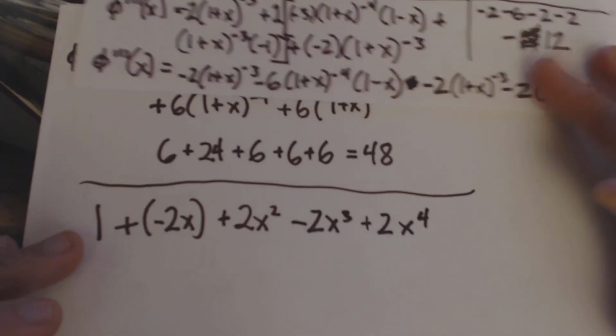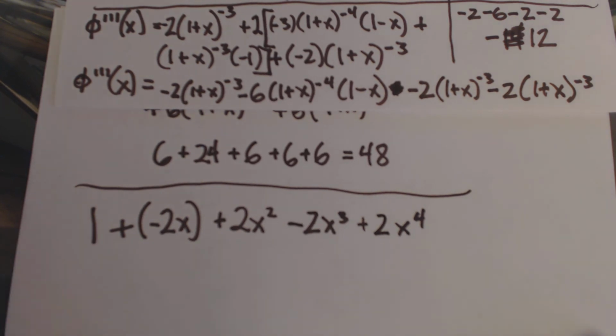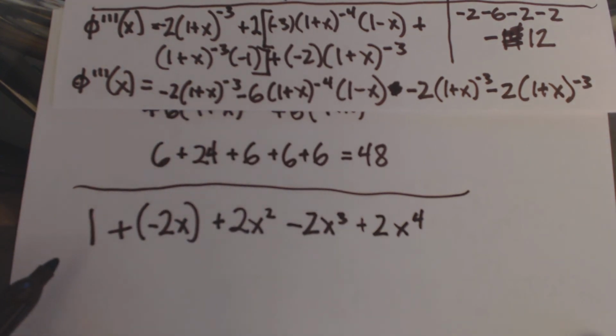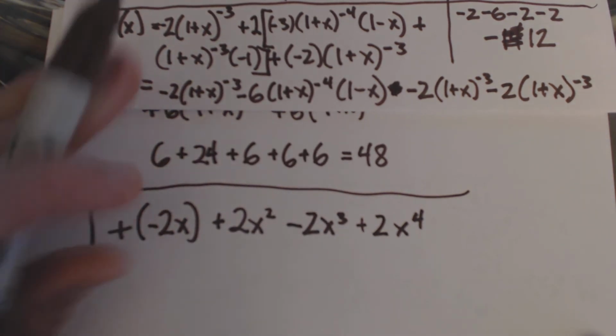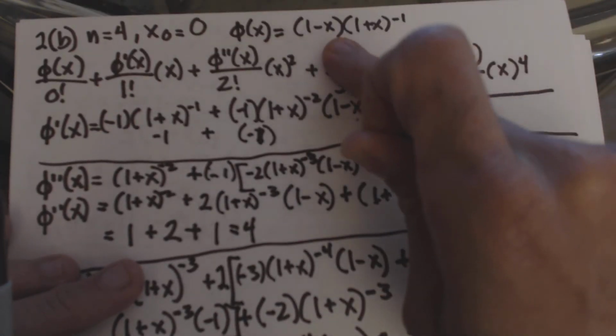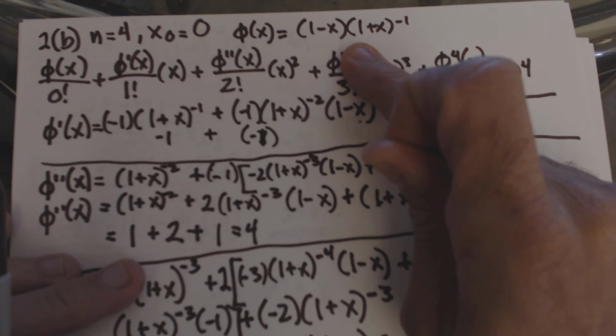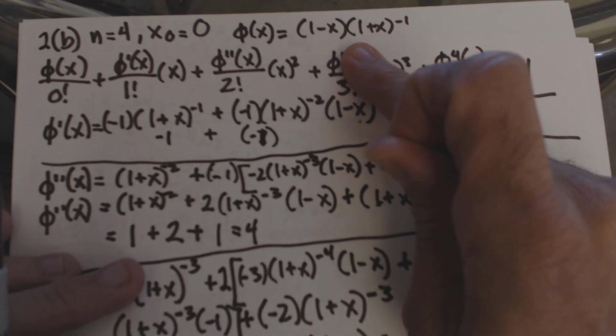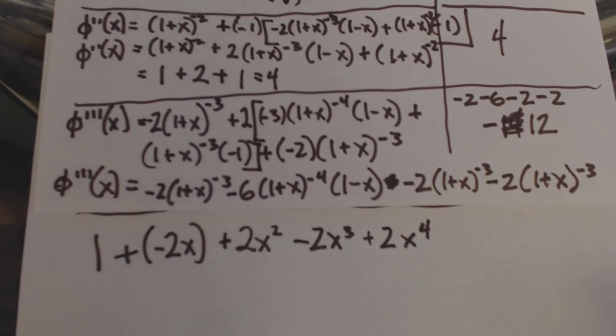And so it only took us 15 minutes, actually 16 minutes, but we have the first 5 terms of the Maclaurin series of this function, of the original function, expanded around the value x equals 0. And that's it. We are done.